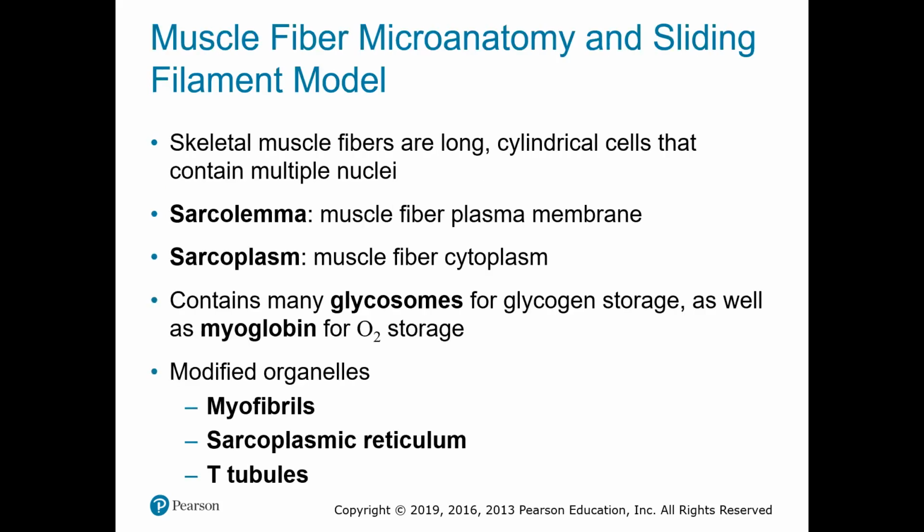So how do we get muscles to contract? Well, we need to take a little deeper look here. The outer covering of a muscle cell, the cell membrane, is called the sarcolemma. Underneath that, we have the cytoplasm called the sarcoplasm.